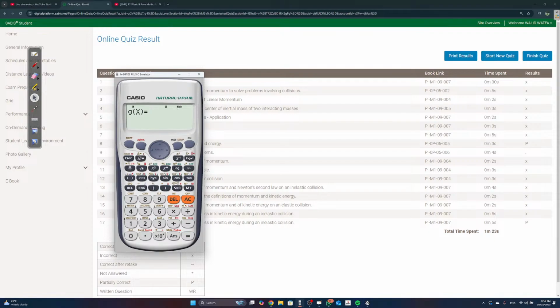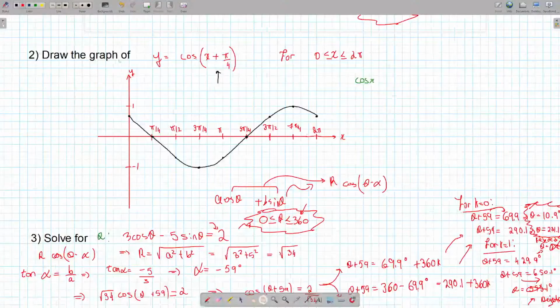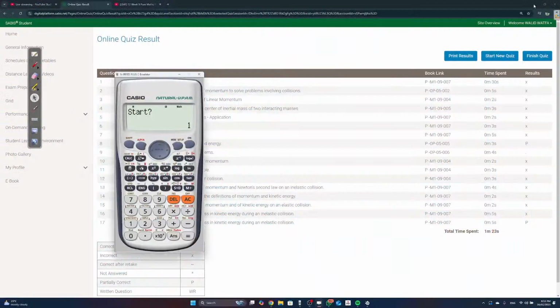It's going to ask you for the start. Where are you starting? What's your domain? You're starting at 0. Where are you ending? You're ending at 2 pi. For start, you put 0. For end, you put 2 pi.